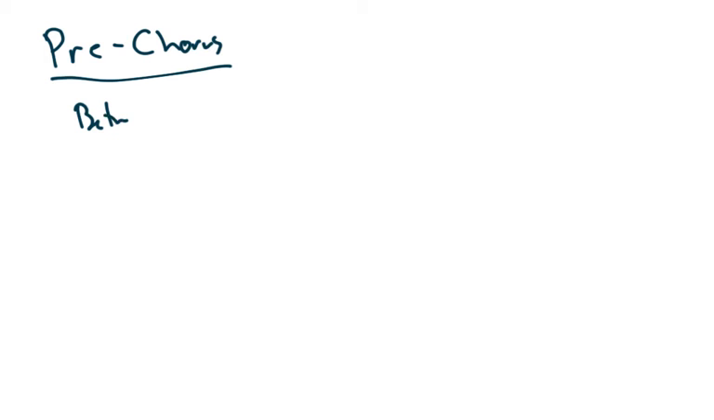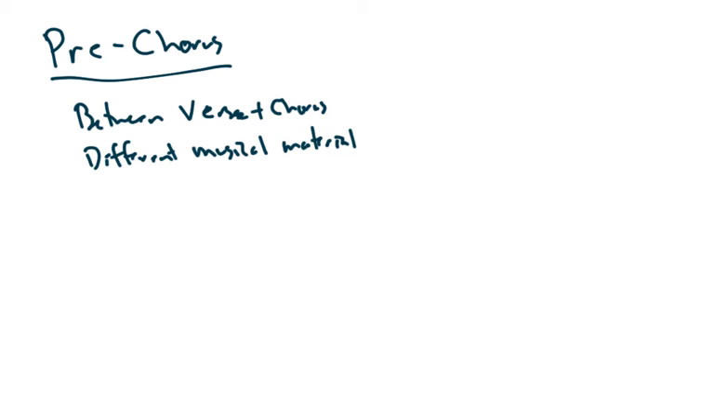Now, another term that we often hear and matters in this situation is what we call the pre-chorus. So the pre-chorus is something that shows up between verse and chorus. And often it's going to have a different musical material. Sometimes that's just the chord progression. Sometimes that's a new melody, but it's going to feel significantly different.